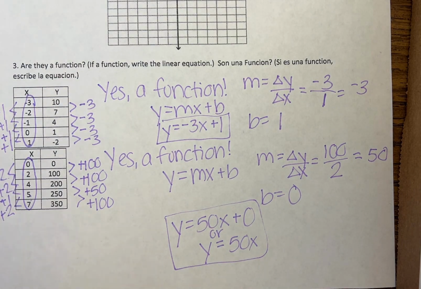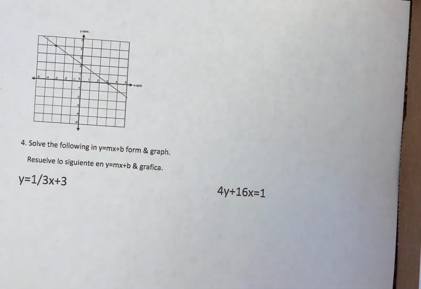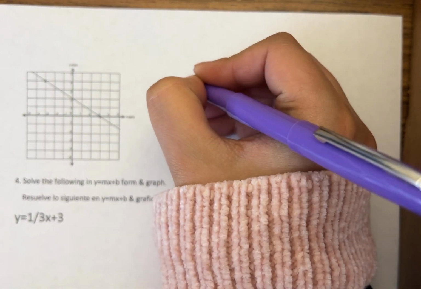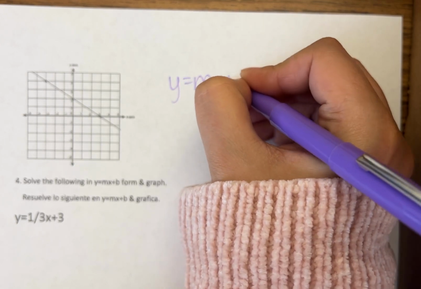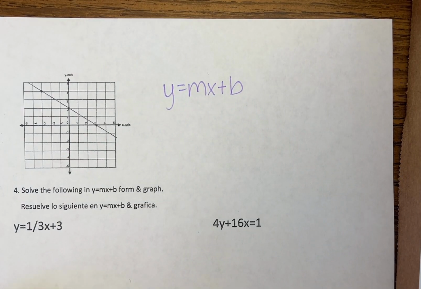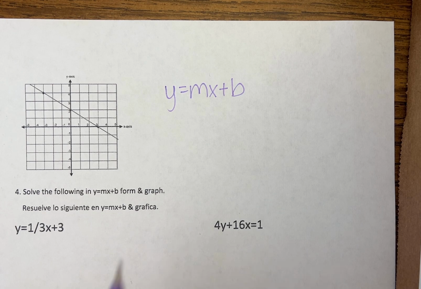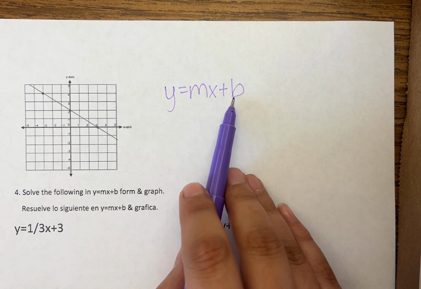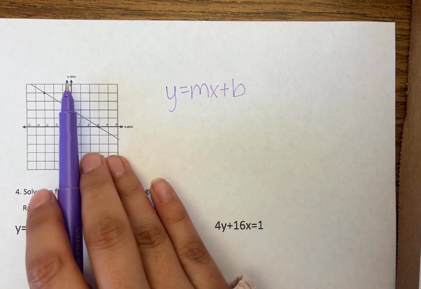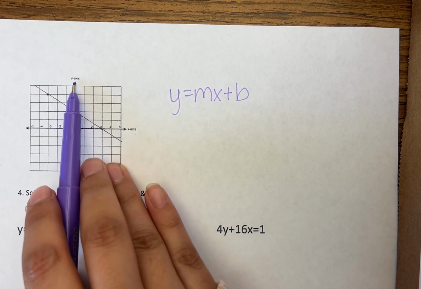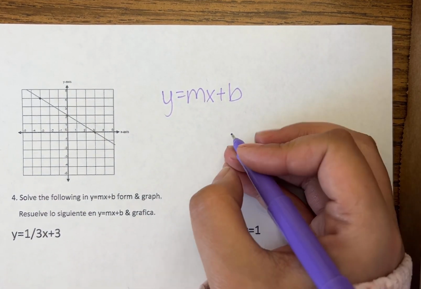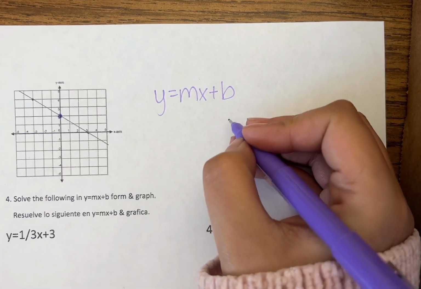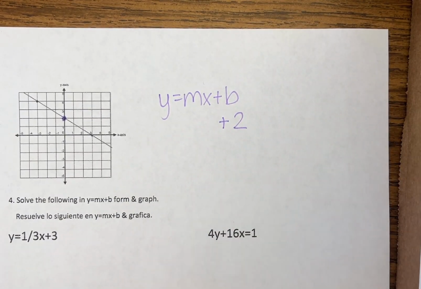Okay. Ahora, we are going to be looking at a graph. Ahora vamos a ver una gráfica, and we're going to use our same formula, y equals mx plus b. Okay. Vamos a usar esa misma fórmula. So our m is our rate of change, and our b is where it intersects the y. So remember, this is a y-axis. So where does it cross on the y-axis? Right here, 2. So I'm going to put 2 for our b.